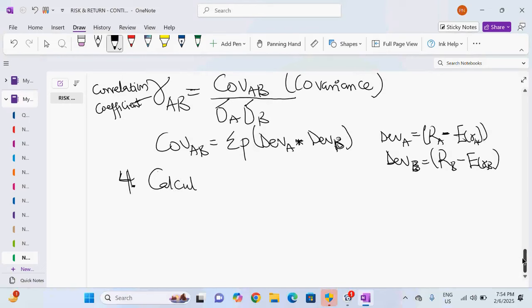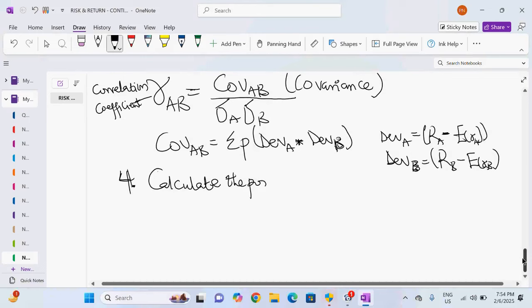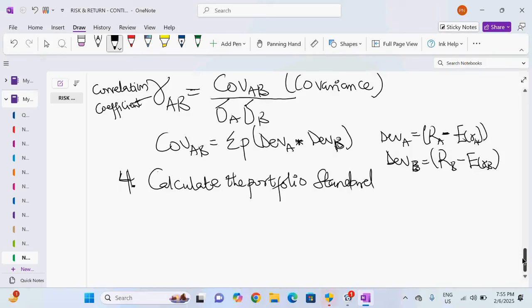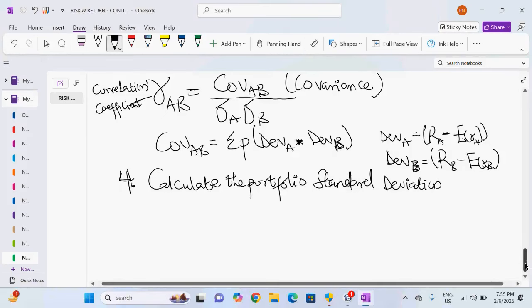And the last point that I would give is to calculate the portfolio standard deviation. So that is the formula I gave, portfolio standard deviation, right? Let's see if we can take an example so that you follow the steps to see how it works.